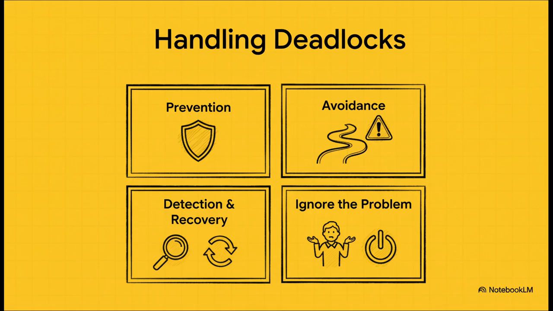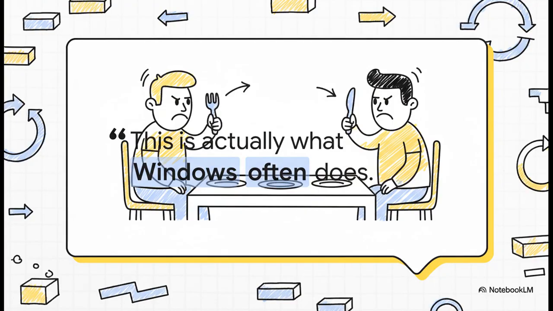Then there's avoidance, which is a bit fancier. The system looks ahead and makes sure it never enters an unsafe state. Third, you have detection and recovery. This is where you just let the deadlock happen, find it, and then do something to fix it, like rebooting one of the processes. And then there's the 4th option, just ignore the problem. No, really, I'm not kidding.